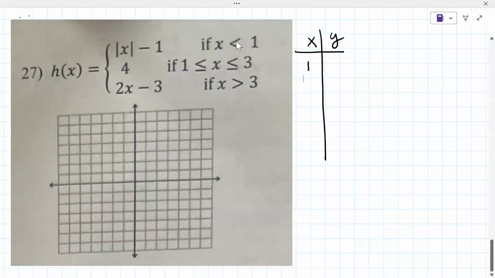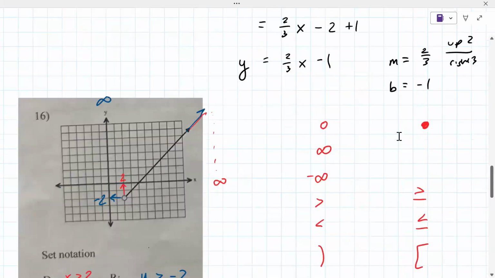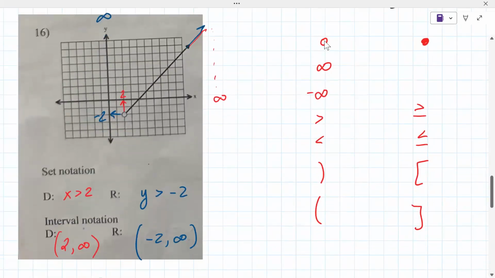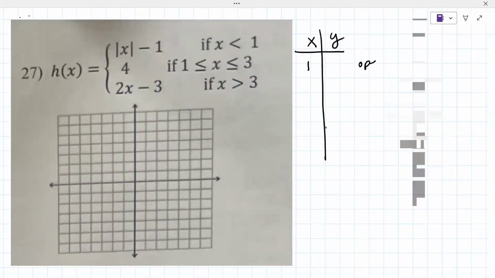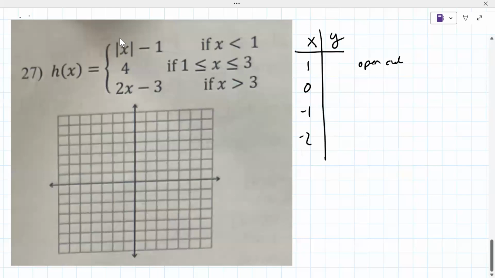Now at 1, because of this symbol right here, and we made this chart earlier, it's going to have an open circle there because of the less than. So I denote that: it's going to be an open circle. And we want numbers less than 1, like 0, maybe -1, -2. We want a few things to graph. So we want to evaluate each of these x values in here. Could you try that for me, please, and tell me the y values? I'm going to step away for just 10 seconds, but maybe you can work on those. Be right back.